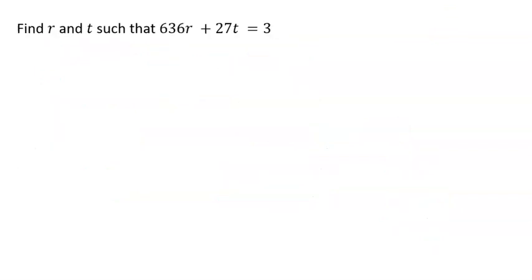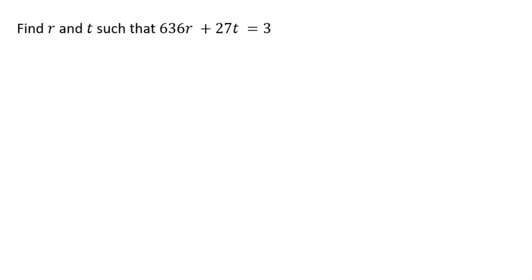Now the second question was find R and T such that 636R plus 27T is equal to 3. Now this is the same sort of idea. The only thing is I've changed my variables. I'm no longer working in X and Y. I'm working in R and T. Just because I've changed that doesn't mean I change the steps. Remember, the variables are there just to represent something. So I can use any generic variable I want. So I've just switched to R and T here to demonstrate that.